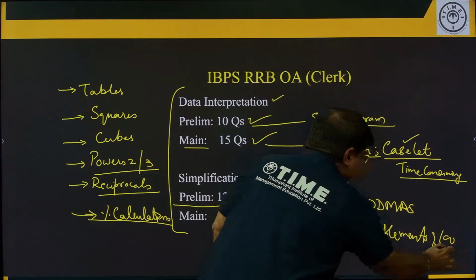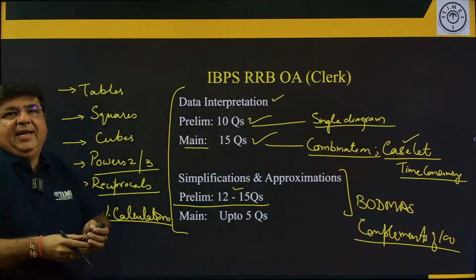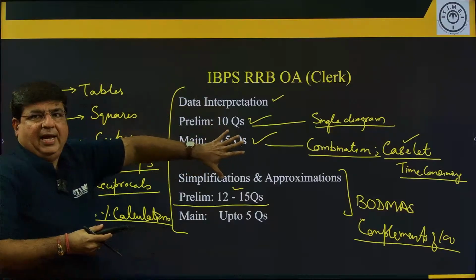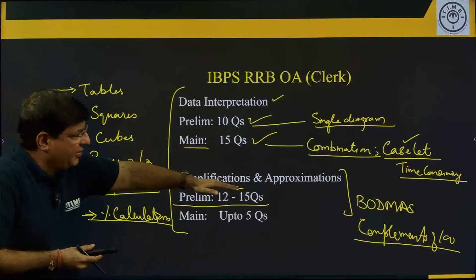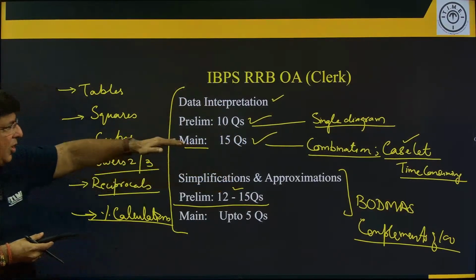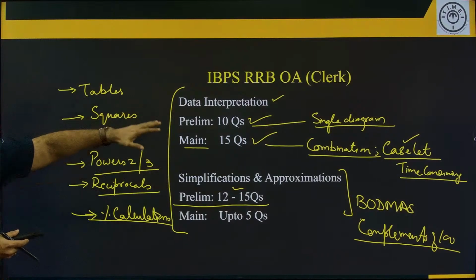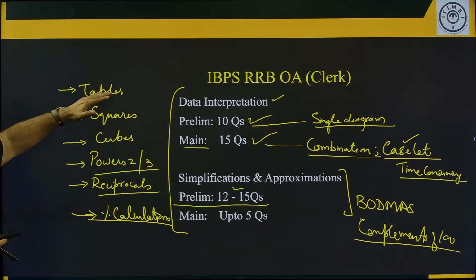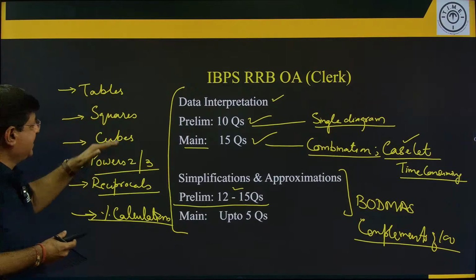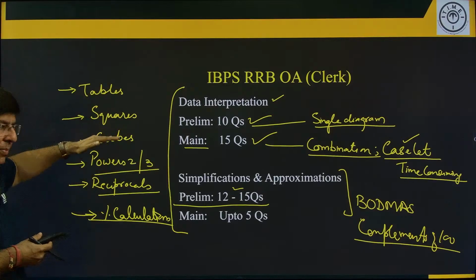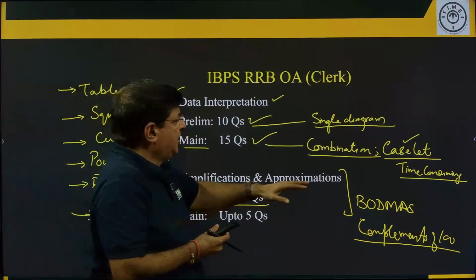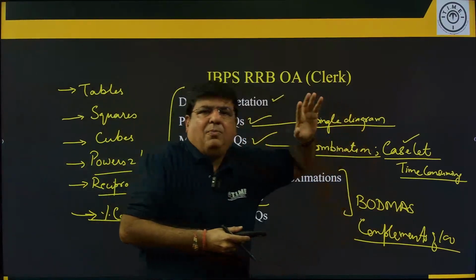So these are some of the prerequisites for these two areas. That is why I have explained both these two areas in a single slide, DI and simplifications and approximations. What all prior knowledge is required, I have listed down here. You should be thorough and perfect in all these: tables, squares, cubes, powers of 2, powers of 3, reciprocals, percentage calculation, board mass rule, and complements of 100.